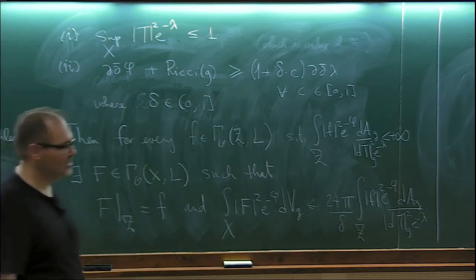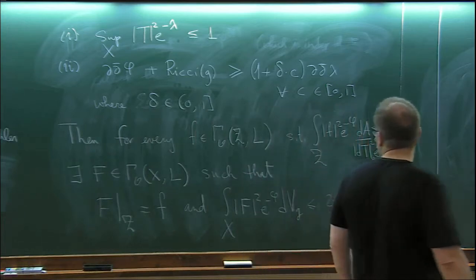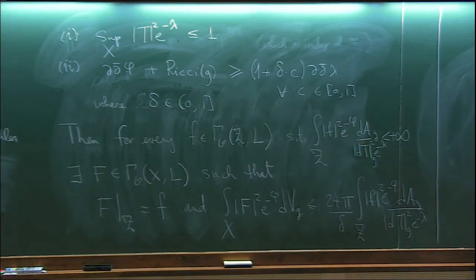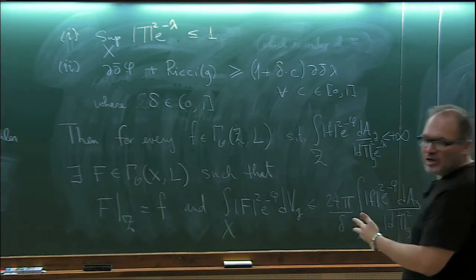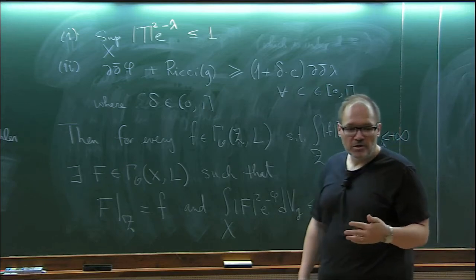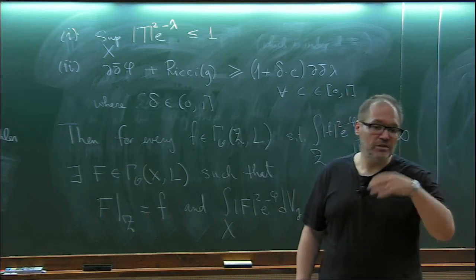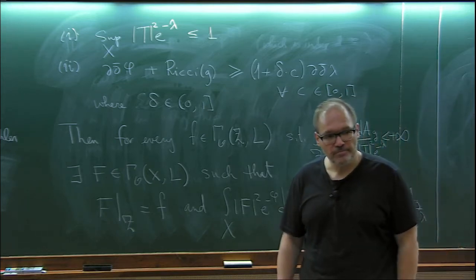So there are two line bundles. Really, there's only L. The point is that they're only extending sections of L. But LZ is the line bundle that's measuring the curvature of Z inside X. Okay?